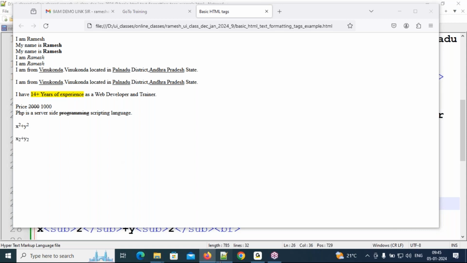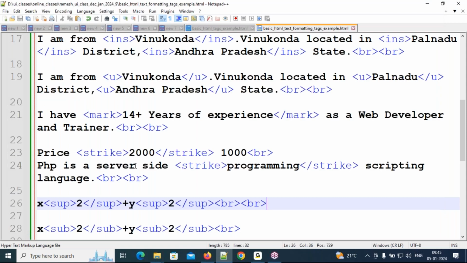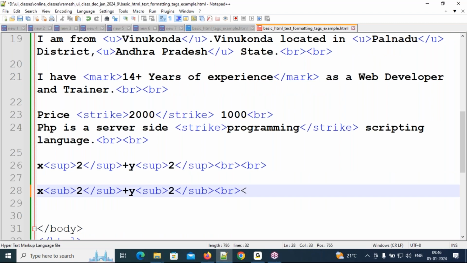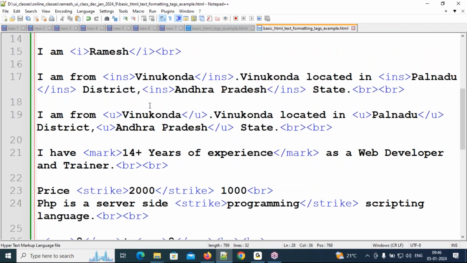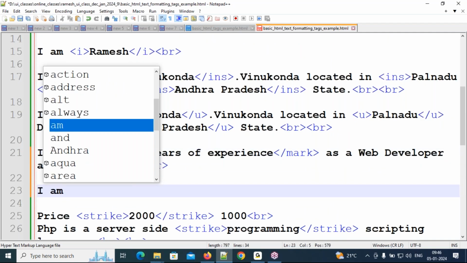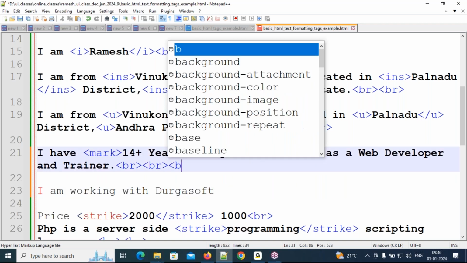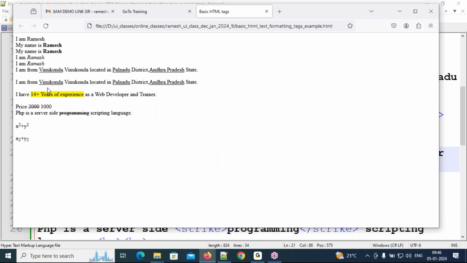So these are the most used text formatting tags available in this tag-based language. And one more thing there, that is called marquee. What is it, everybody? Marquee. For example, here I will write, wait one second. I am working with DURGASOFT. Observe, after the 40 plus years of experience, how it is coming? I am working with DURGASOFT.